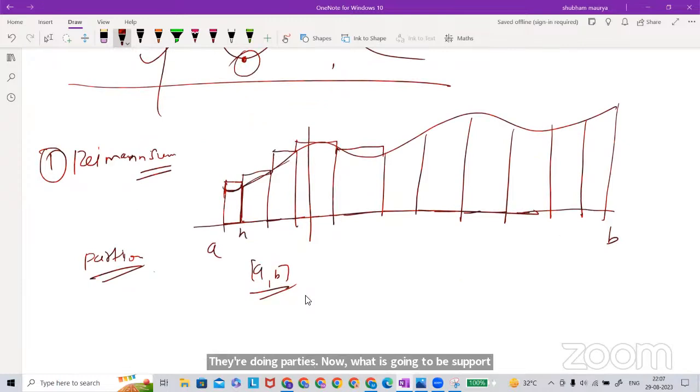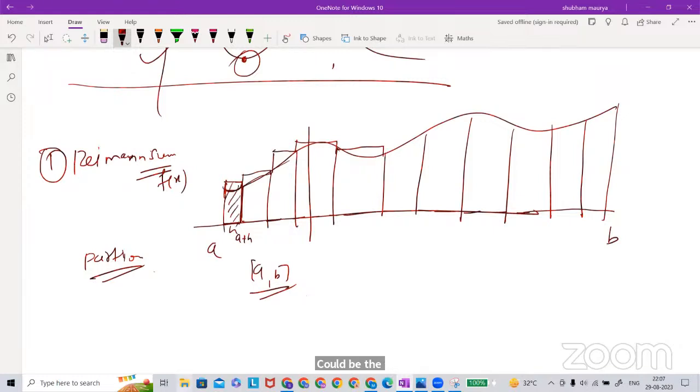Now, suppose this width is H. This is going to be A plus H. So what is the area of this rectangle? Can you tell me what the area is? Suppose this function is f of x. Would be the integral of A to B. Sorry, what is the area of this rectangle? Integral of A to A plus H f of x dx. That is fine.